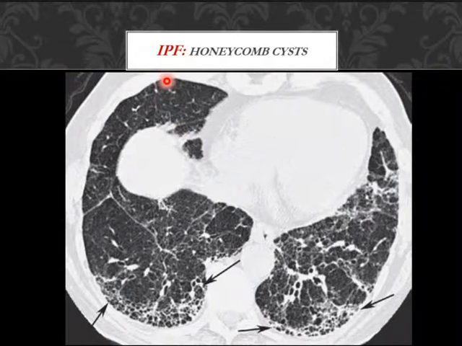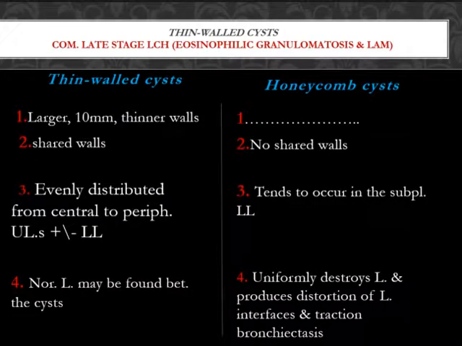This is a case of idiopathic pulmonary fibrosis. We see in the lower lobe peripherally these are the cysts, honeycomb cysts. How do we differentiate honeycomb from other cysts? We also have thin walled cysts, common in the late stage of some diseases like Langerhans histiocytosis and lymphangioleiomyomatosis. Usually cysts in LAM and LCH are larger, at least 10 mm, while honeycomb may be 5, 6 to 10 mm.